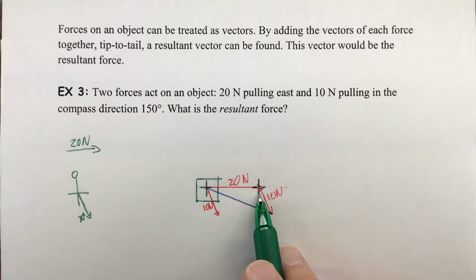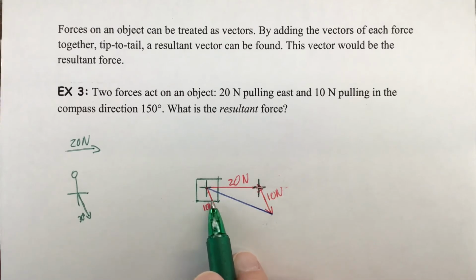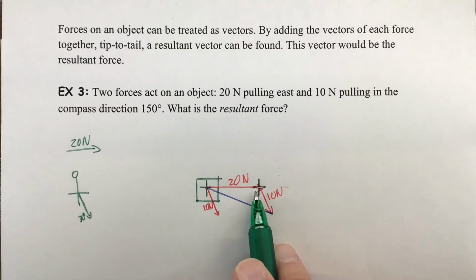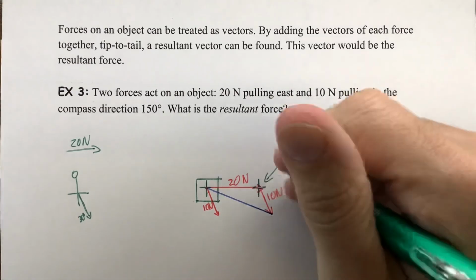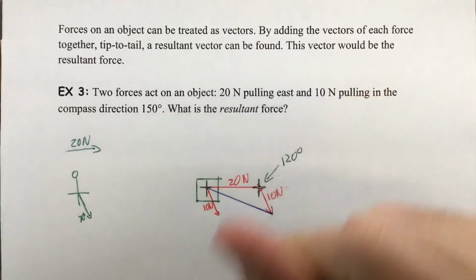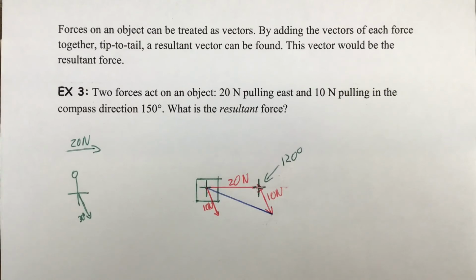You got 90 degrees there, and then it was already mentioned here with the 150 that it's 30 degrees off. So what you have is 90 plus 30, which means you've got 120 degrees right there. And now, yes, this is a law of cosines problem to figure out what the length of that is.